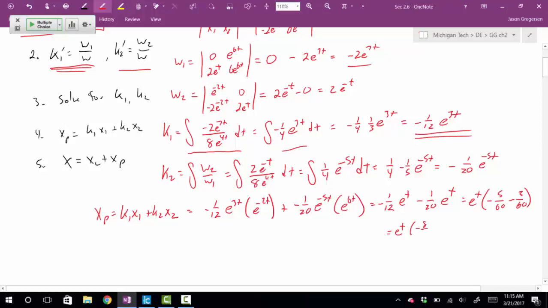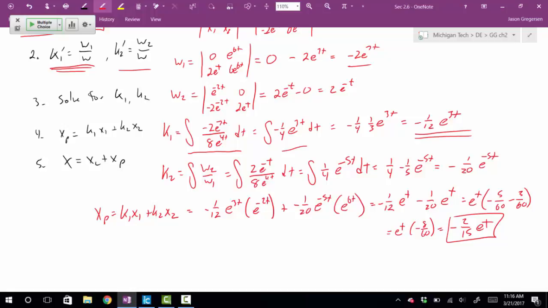So negative 8/60 or negative 2/15. That's just a nice clean version of this xp value. Now I can see what happens as t changes. This piece is going to get bigger and bigger in magnitude, right? Must be subtracting more and more exponentially.